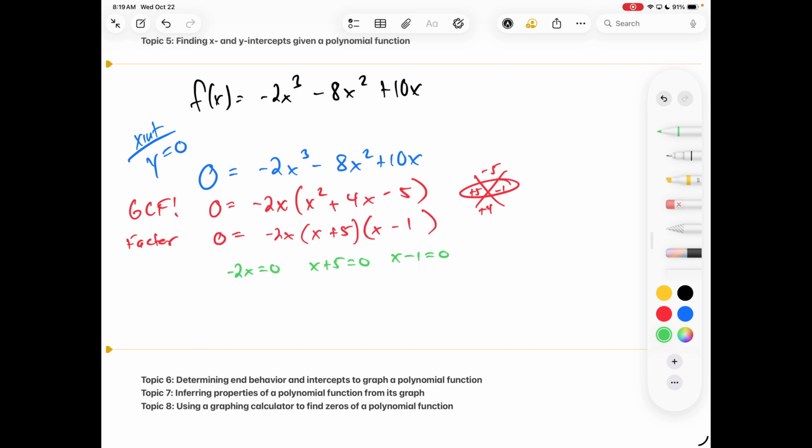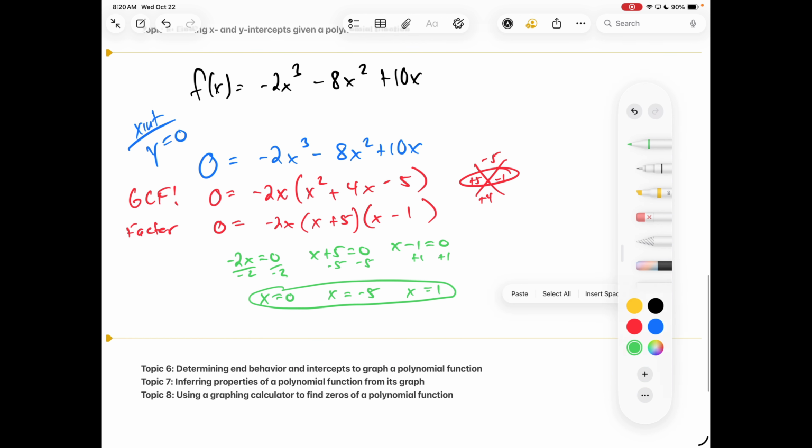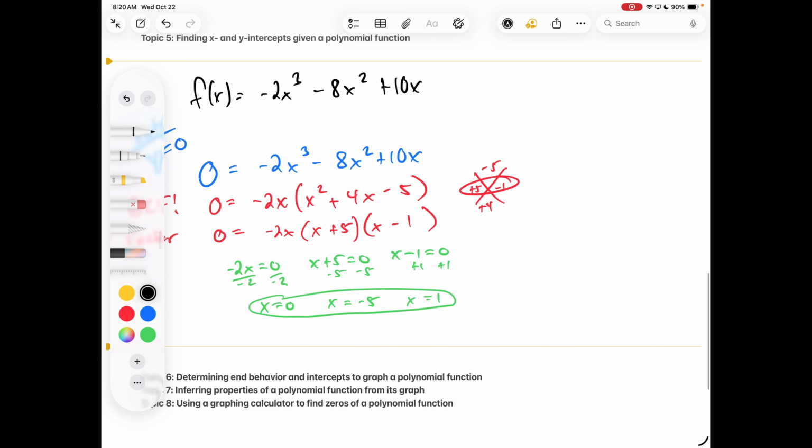Okay, so divide by negative 2 and x is 0. Subtract 5. X is negative 5. Add 1. X is 1. So again, now I have 3 points on the graph of my x-intercepts. To find the y-intercept is always easier.